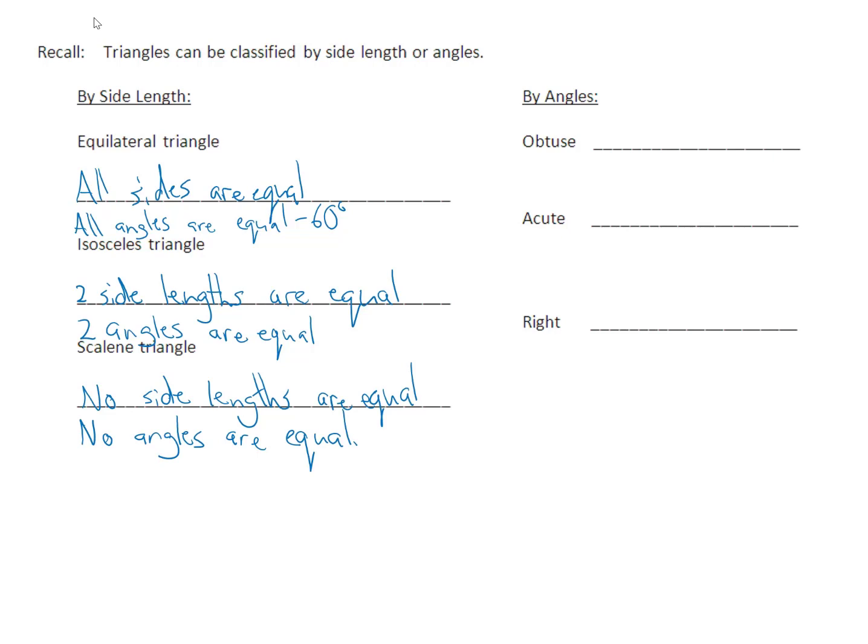If we're classifying triangles by angles, an obtuse triangle means that one angle is greater than 90 degrees. An acute triangle means that all angles are less than 90 degrees. And if we have a right triangle, that means that one angle is 90 degrees. Let's move on to some examples.